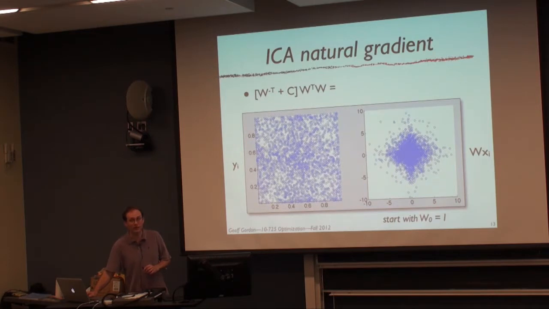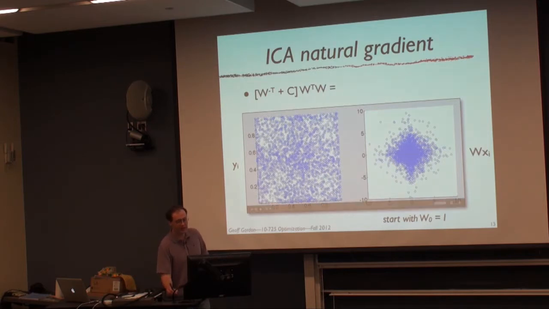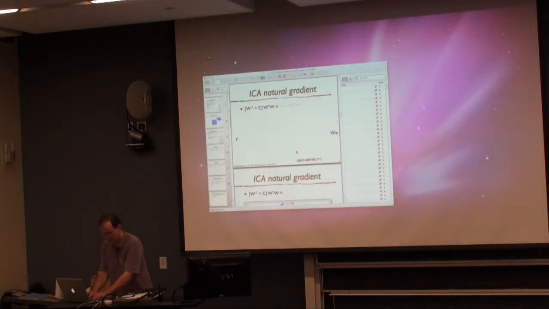Right? And you can see that quite rapidly it goes and makes it so that W times xi has approximately made the axes orthogonal, right? The main axes, and so it's statistically pretty close to independent. And it's made this cloud pretty close to uniform when it started off pretty far from uniform. Okay? So that is the natural gradient, and that is ICA.